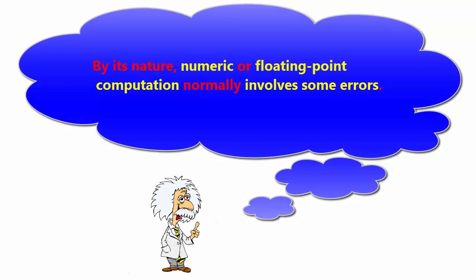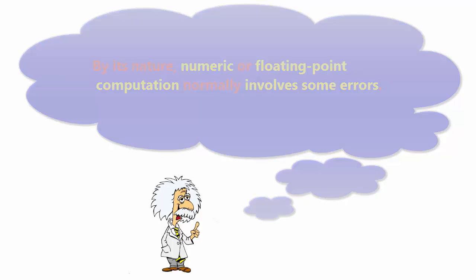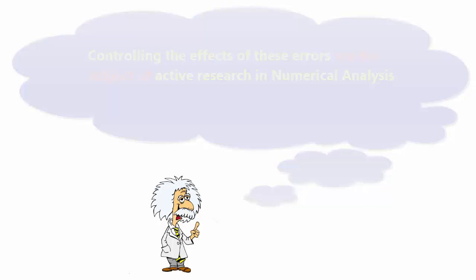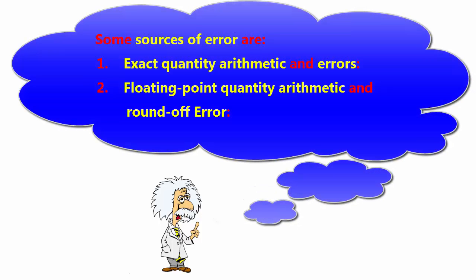By its nature, numeric, or floating-point computation, normally involves some errors. Controlling the effects of these errors is the subject of active research in numerical analysis. Some sources of error are: 1. Exact quantity arithmetic and errors. 2. Floating-point quantity arithmetic and round-off error.